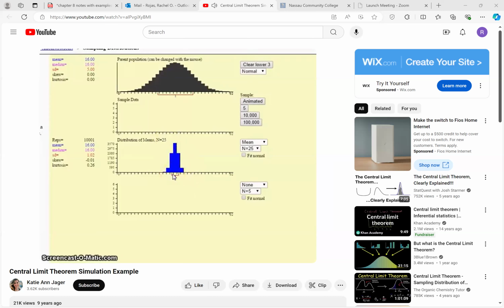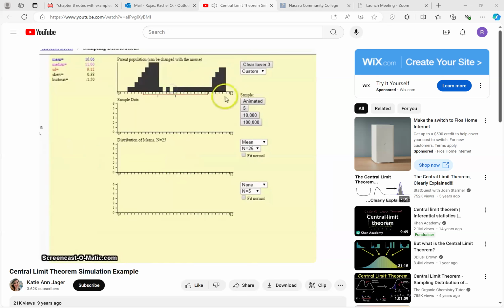Now, something that's really interesting about the central limit theorem is that if we take a large enough sample size, we don't have to have the population be normally distributed. So let's change up this distribution. In fact, we can go to a custom distribution and create our own. So let's say I create something like this. It looks really weird, right?